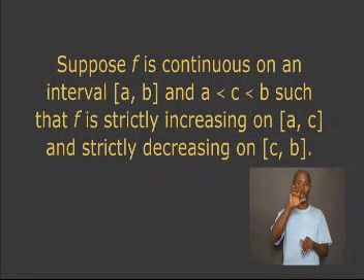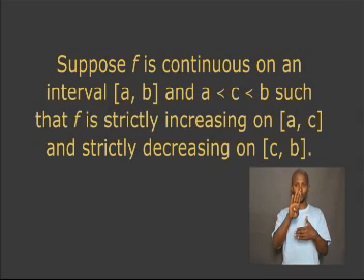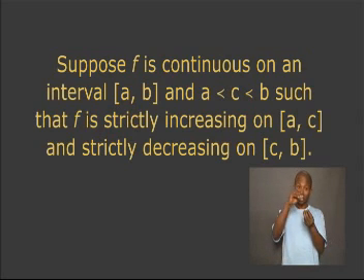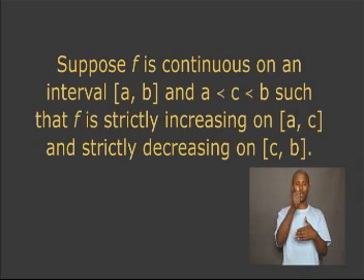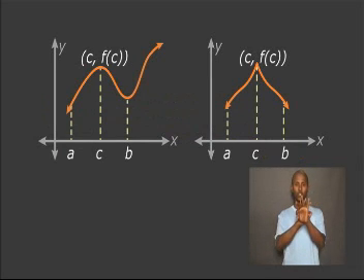Let us suppose, then, that a function is continuous on a closed interval [a, b]. c is in the interval such that f is strictly increasing on the closed interval [a, c] and strictly decreasing on the closed interval [c, b]. Such a function would look something like one of these two graphs.